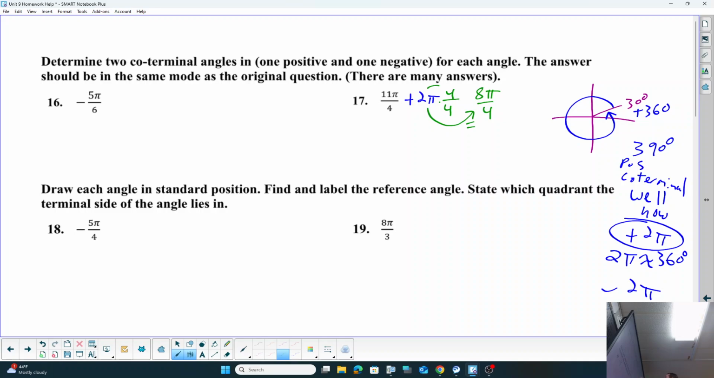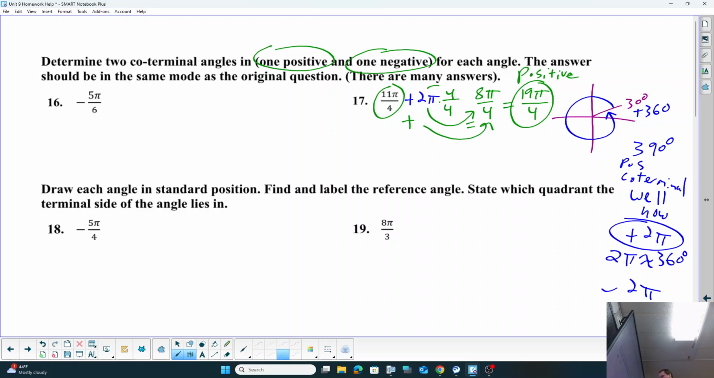So now we're going to do 11 pi plus 8 pi over 4. And so 11 and 8 is 19 pi. So we get 19 pi over 4 as our positive, because it says one positive, one negative. So that's our positive coterminal angle.